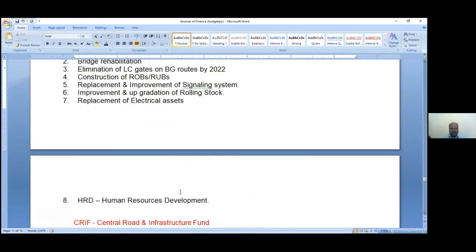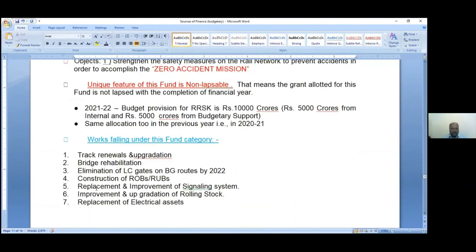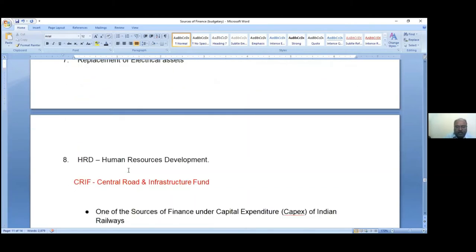So what are the works falling under it? It is a duplication of DRF, the Depreciation Reserve Fund. So almost similar to DRF: track renewals and upgradation, bridge rehabilitation, elimination of all LCs and construction of ROBs and RUBs, improvement and replacement of signals, replacement of electrical assets, and HRD, human resource development.